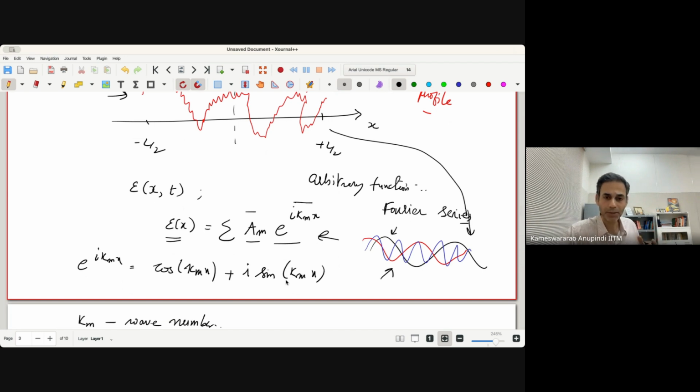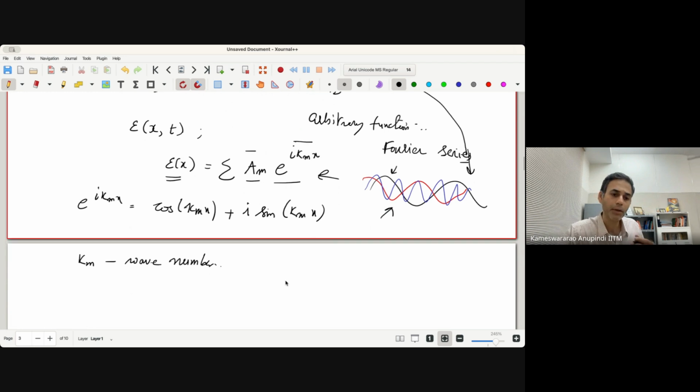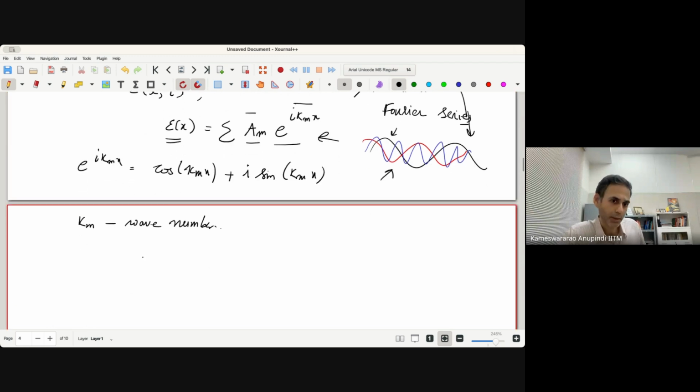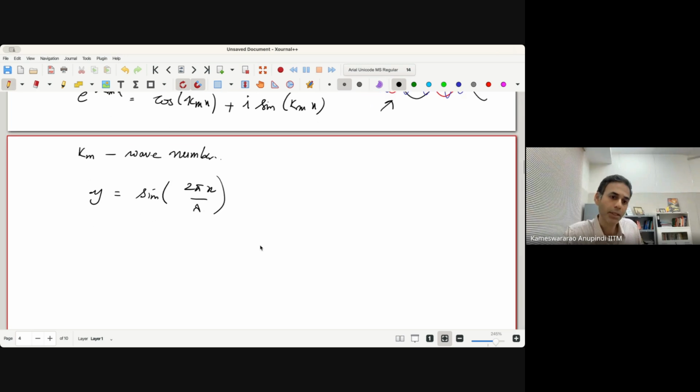Now, I think we have stumbled upon this idea before in the context of compact schemes and Padé schemes. Let me give you a little bit of insight into this wave number. So let me consider a function, let us say y equals sine of 2 pi x by lambda. Let me consider 2 pi by lambda times x. So I consider this thing.